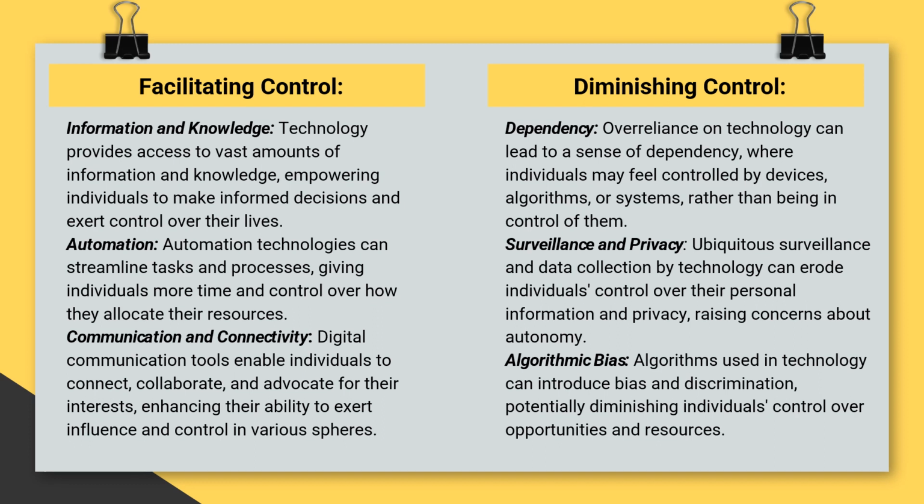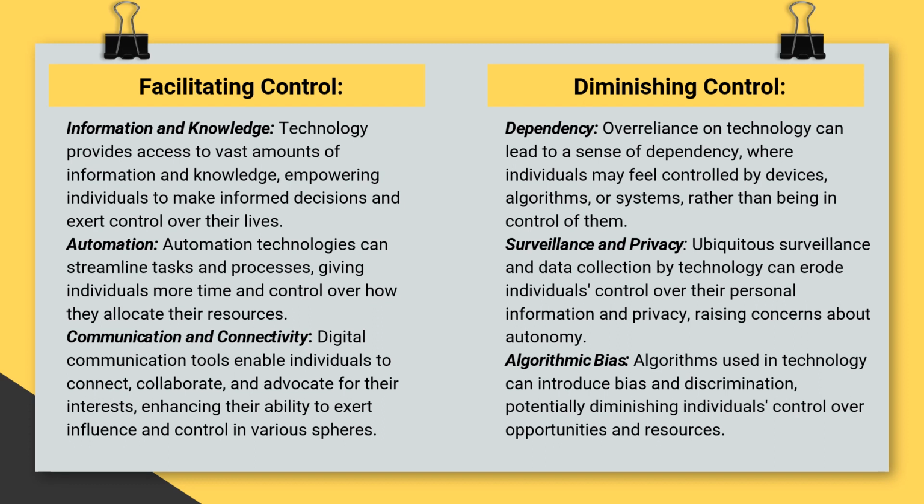On the other side of the spectrum, for our diminishing control, there's a connection here to dependency. Again, over-reliance on technology can lead to a sense of dependency, where individuals may feel controlled by devices, algorithms, or systems, rather than being in control of them. Things start to show up on your feed all the time, or you can't get away from certain programs or ideas or ads or different influences and things like that, and all of it can make you feel in less control because of the amount of technology and devices you're utilizing.